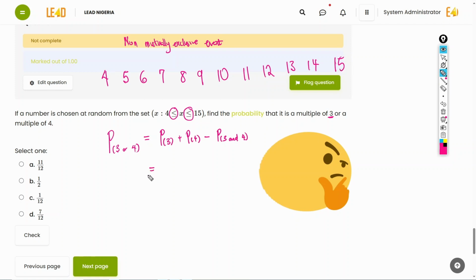So the probability that it is a multiple of 3, where do we have that? We have 1, 2, 3, 4. So it's 4 out of 12. Plus, the probability that it's a multiple of 4. Where do we have those? We have that here, 1, 2. All right, so that's 2 out of 12. But then we have to subtract the probability that it is a multiple of both 3 and 4, which occurs just once, right?